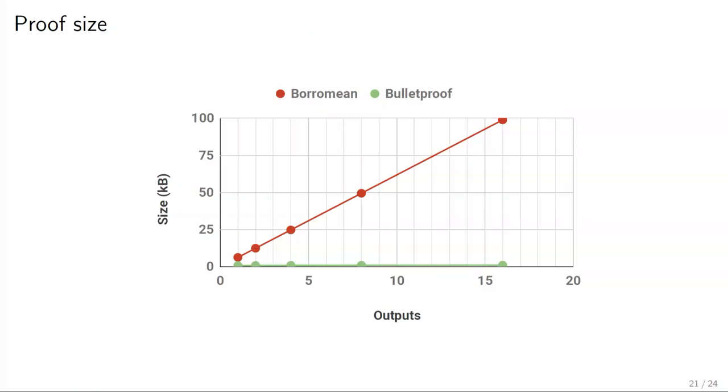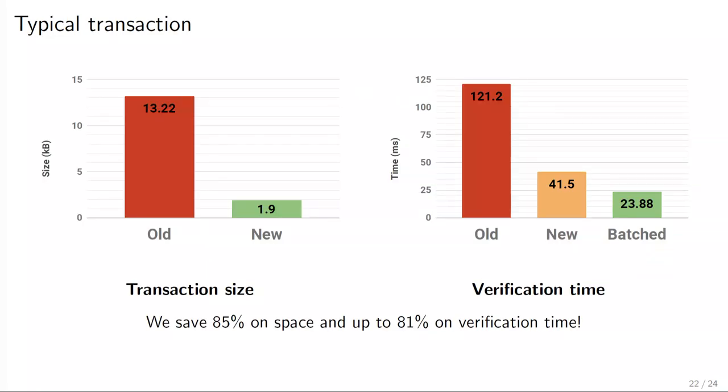The red Borromean proofs increase linearly with the number of outputs, so it's a line. Whereas with the Bulletproofs, you almost can't see how it's increasing. The scaling is fantastic. It's almost nothing. So what does this all actually mean? Put all this stuff together, what do typical transactions look like then and now?